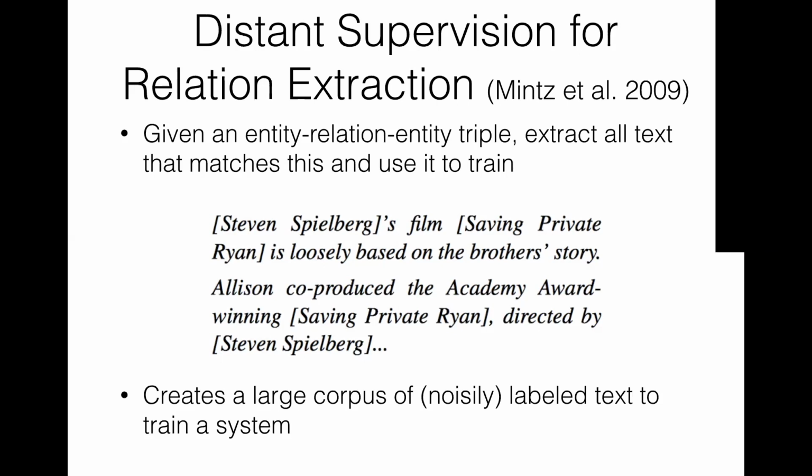But distant supervision is much simpler and it is shown effective. And the basic idea here is if we have some entity pairs of interest, in the case of Steven Spielberg and Saving Private Ryan, you go out and look for all the sentences that contain the two entities. So you might get sentence number 1, like Steven Spielberg's film Saving Private Ryan is loosely based on Brother's story. Or another sentence like Alison blah blah.